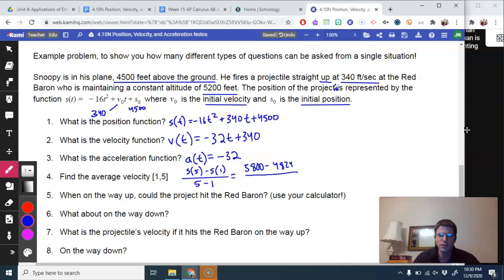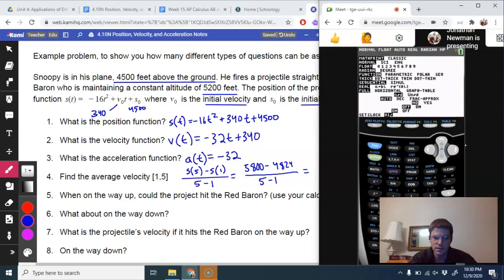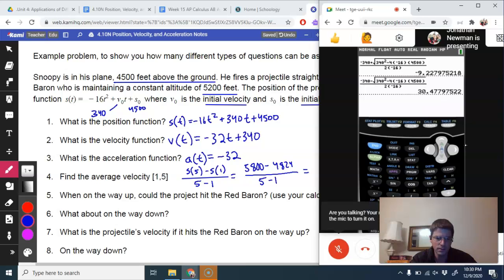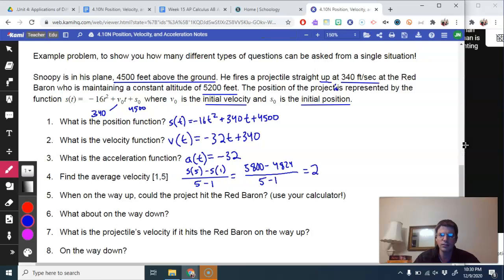So 5,800 minus 4,824 divided by 5 minus 1. Again, I can use my handy dandy calculator for this. Let's type in, whoops, quit, not that, there we go. Again, you will need to use parentheses if you don't have a fancy calculator. Probably should have used the old version, but I want to show you guys how slick the newer one is. Anyway, all right, enter. 244 is the average velocity.